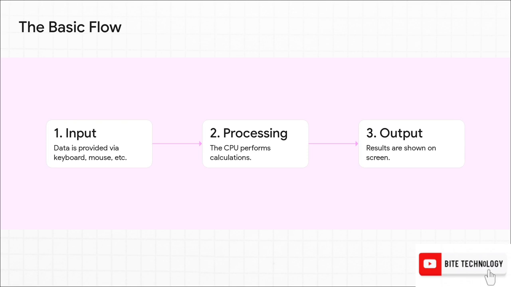Now, if we zoom out a little bit, that whole fetch, decode, execute cycle is really just the processing part of a bigger picture. It starts with you. You provide an input, like typing 2 plus 3 into a calculator app. The CPU then processes that command, doing its little cycle, and finally, you get an output. The number 5 magically appears on your screen. Input, processing, output. This simple flow is behind absolutely everything a computer does.